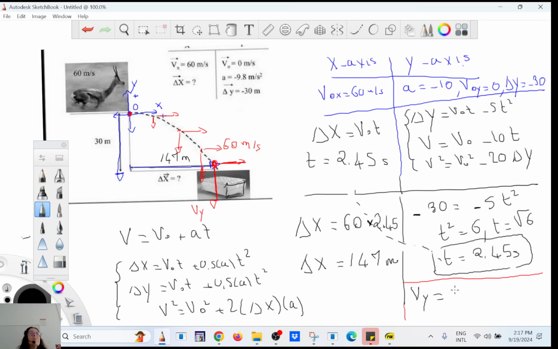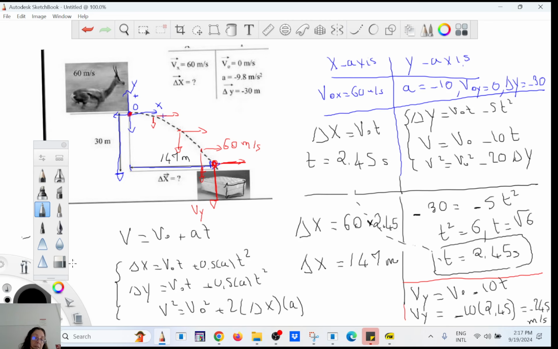So, what did you say? Yeah, 24.5 meters per second. Do you all agree? Okay, so you use this equation here. So v0 minus 10t, right? So the final velocity along the y, this is 0, equals minus 10 times 2.45, which is minus 24.5 meters per second. Do you agree?